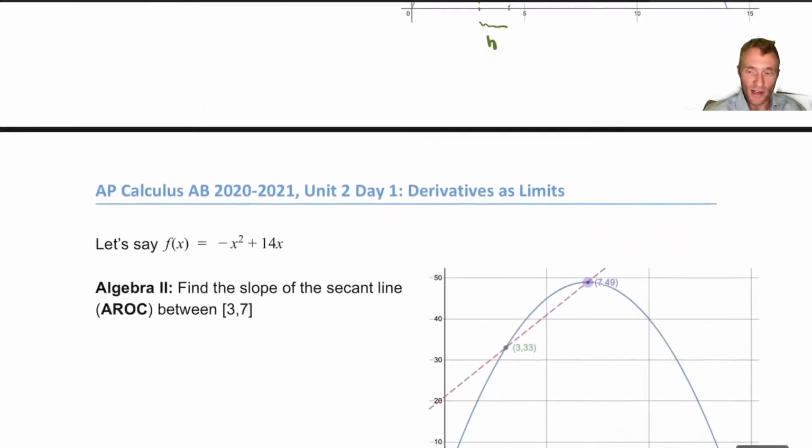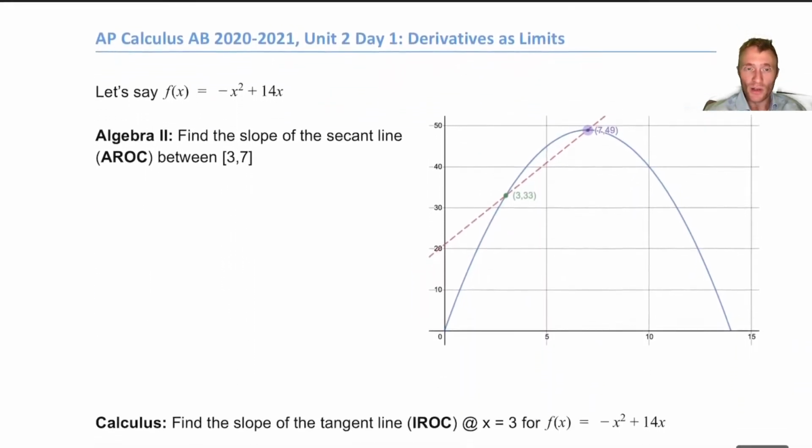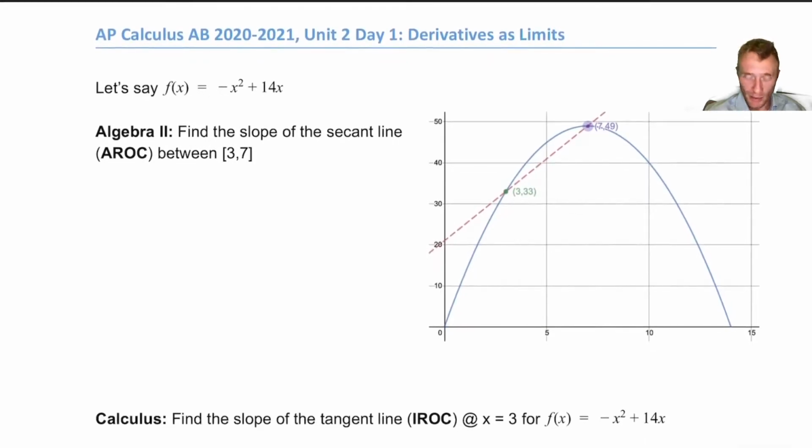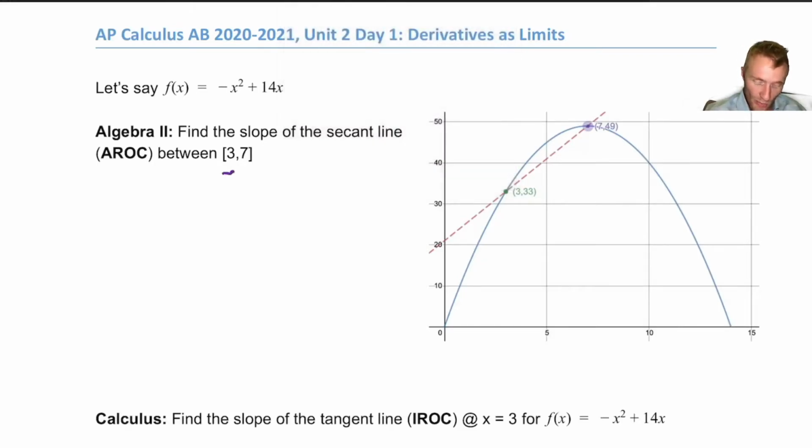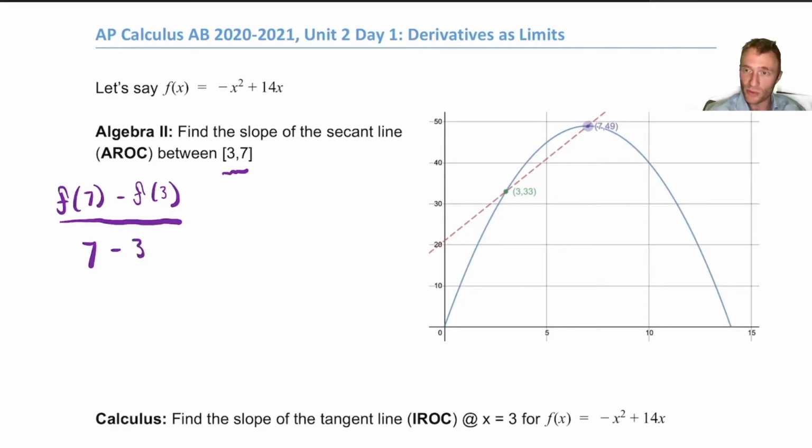Let's say we had f of x. Now I'm giving you the actual value. Let's say I wanted you to find, first again, I'm going to do algebra 2 first, the slope of the secant line between 3 and 7. I'm giving you the graph for guidance here, but you wouldn't really need the graph. So what I'm asking you to do is find f of 7 minus f of 3, that's y2 minus y1, over x2 minus x1, over 7 minus 3.